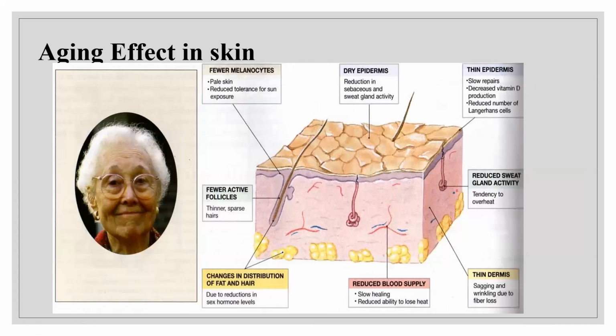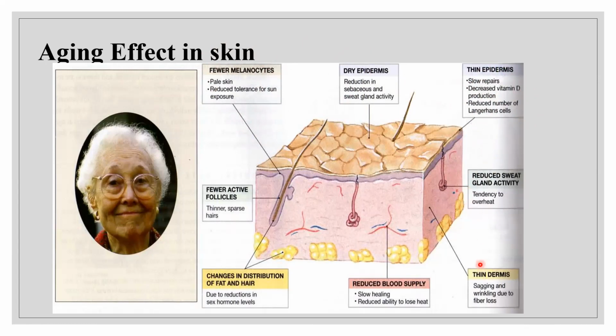Now, the aging effect on the skin. When you get old, the melanocytes become fewer. This produces pale skin. The person will have reduced tolerance for sun exposure, and will have a dry epidermis because of reduced sebaceous and sweat gland activity. They have a thin epidermis, so if they have an injury to the skin, they will have slow repair and decreased vitamin D production.